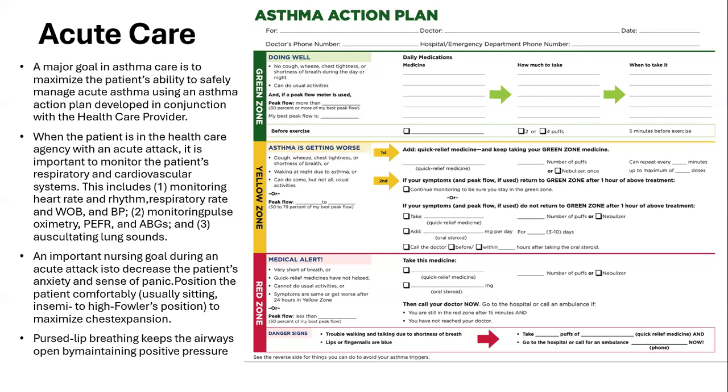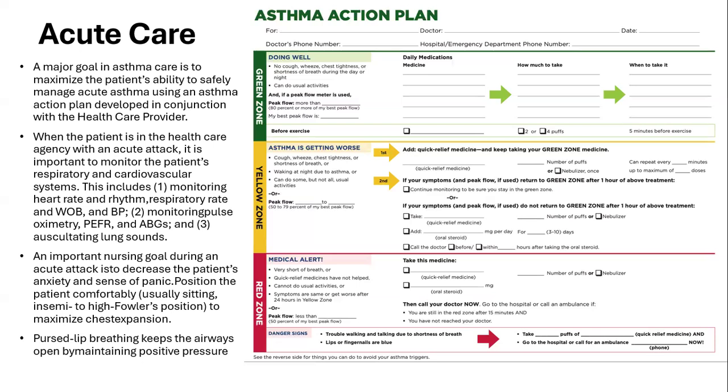auscultating lung sounds. An important nursing goal during an acute attack is to decrease the patient's anxiety and sense of panic, positioning the patient comfortably to maximize chest expansion. Also, you can teach pursed lip breathing, which keeps the airways open by maintaining positive pressure.